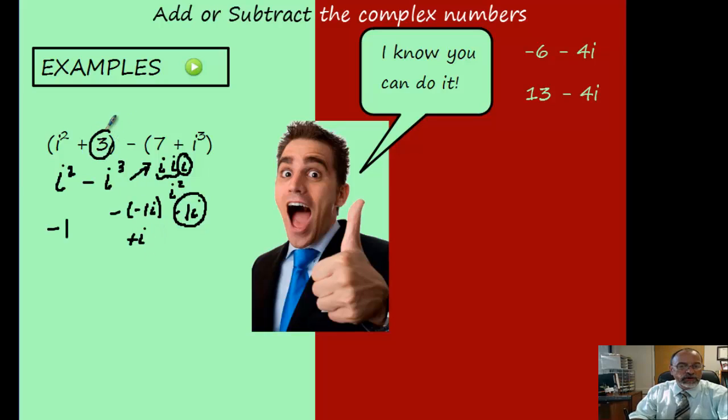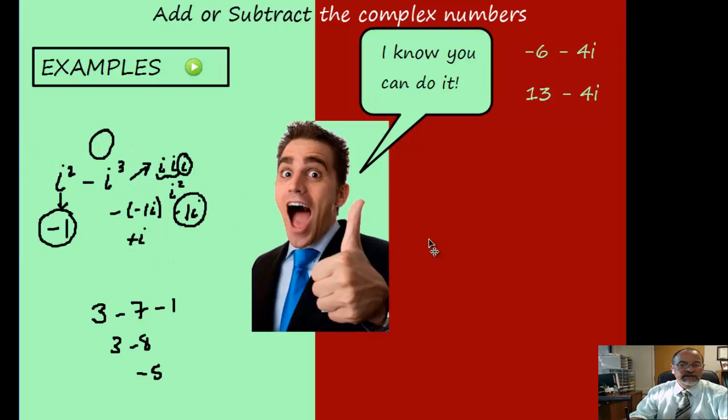I then have the real part here, 3 minus 7, but then I also have this that became a real part when I simplified it, so I have another real part here, negative 1. So that gives me 3 minus 8, so that actually ends up being negative 5. So the answer to this then ends up being negative 5 plus i. Negative 5, the real part, plus i, the imaginary part.